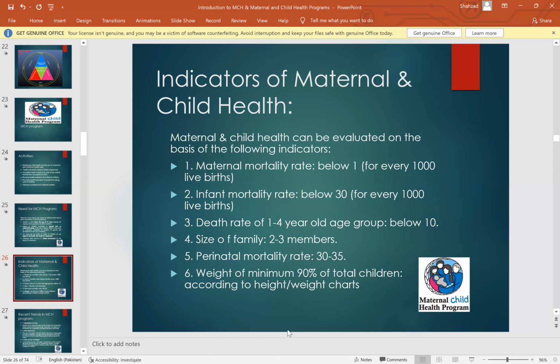Indicators of maternal and child health. Maternal and child health can be evaluated on the basis of the following indicators. Number one, maternal mortality rate below 1 for every 1,000 live births. Infant mortality rate below 30 for every 1,000 live births. Then the death rate of the 1 to 4 years age group below 10. Size of family 2 to 3 members. Perinatal mortality rate 30 to 35. And weight of a minimum of 90% of the total children according to height-weight charts.